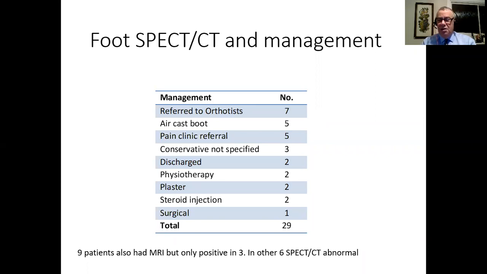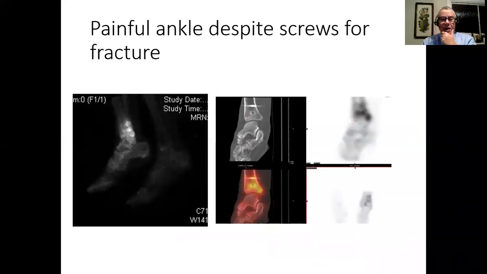An air cast boot was used for some of the trauma, and there were pain clinic referrals. In fact, interestingly, only one patient went on to surgery out of that, but it did mean at least some management occurred. So this is a patient who'd had a previous fracture and still had a screw in place. And you can see the screw on the CT scan, and you can see there is a little bit of uptake on the bone scan, but it's not very high. But the bigger uptake is down here.